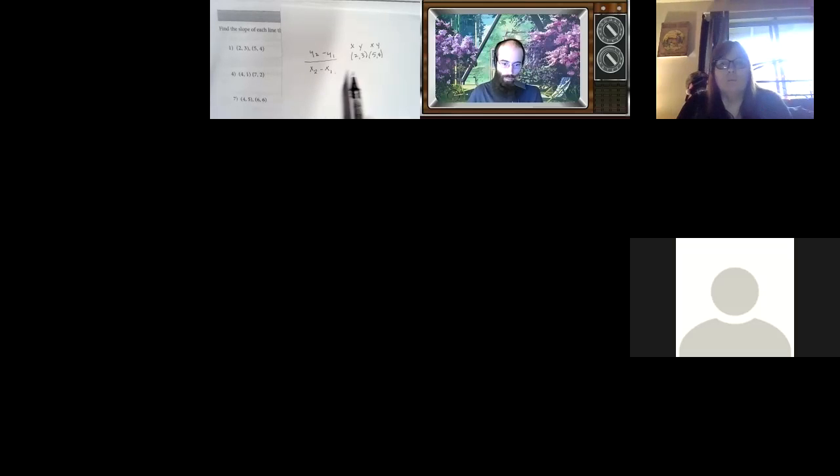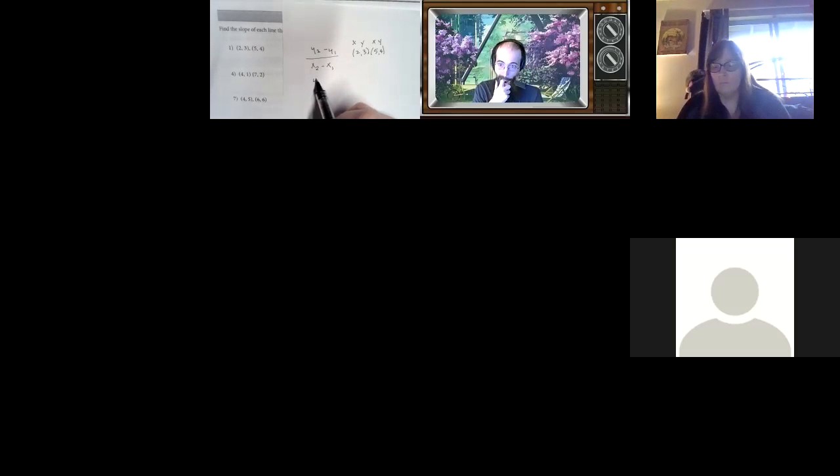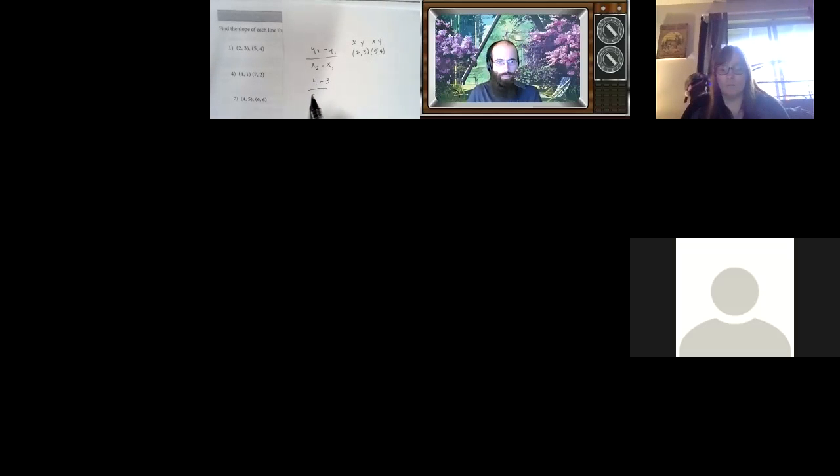We're going to start with Y2 at the top. That's 4 minus Y1 is 3 over X2 is 5 minus X1 is 2. Now it's just arithmetic. 4 minus 3 is 1 over 5 minus 2 is 3. This is your slope.